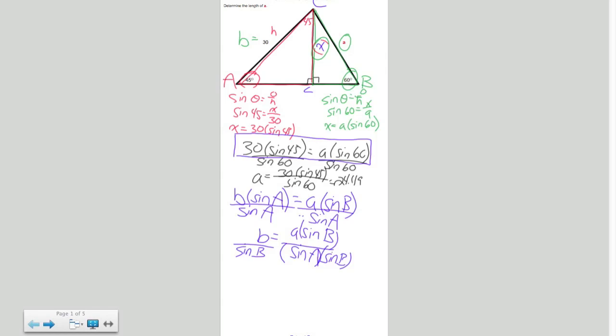And then what am I left with? B over sine of B is equal to A over sine of A. Why? Because first, when I got from here, I divided both sides by the sine of A. So I'm left with B is equal to A times the sine of B over sine of A. Then I chose to divide both sides by sine of B as well. So now I get B over sine of B. Here on this side, the sine of B's cancel. I got A over sine of A.